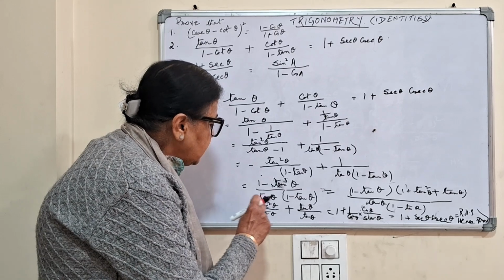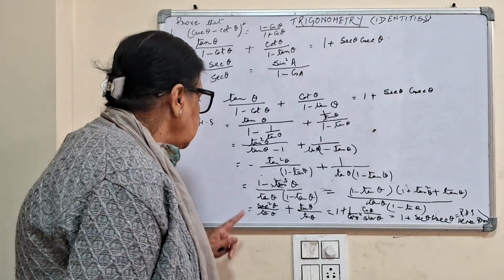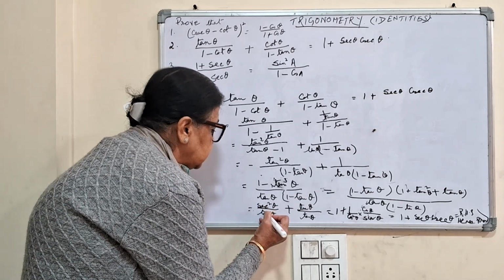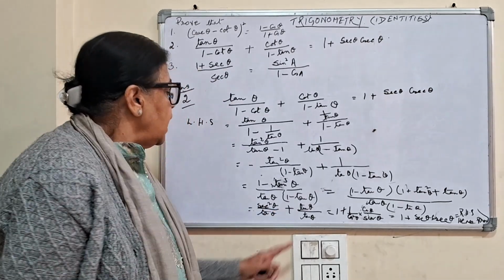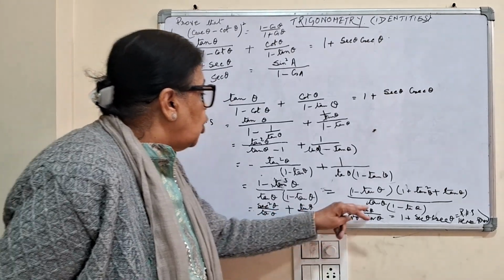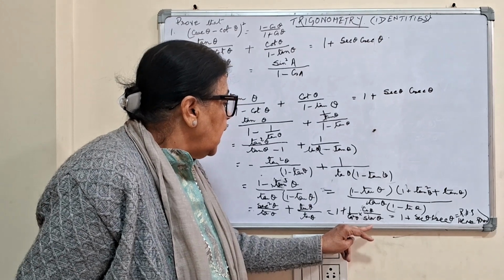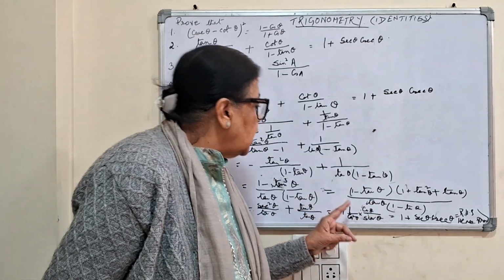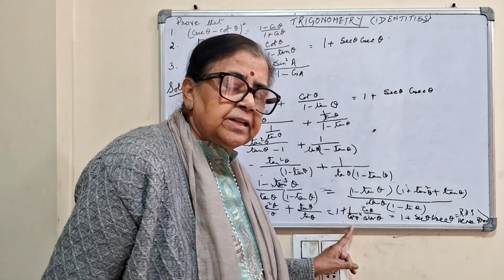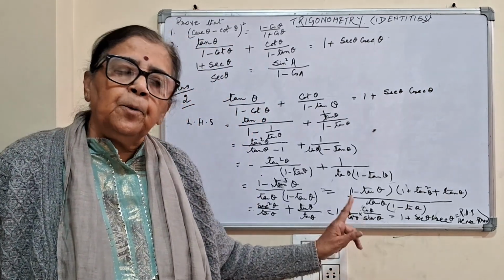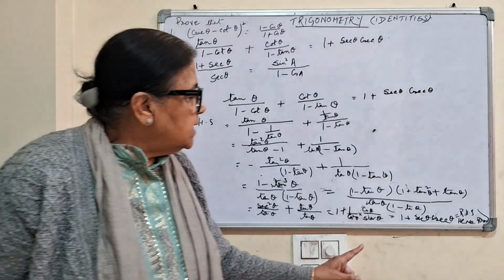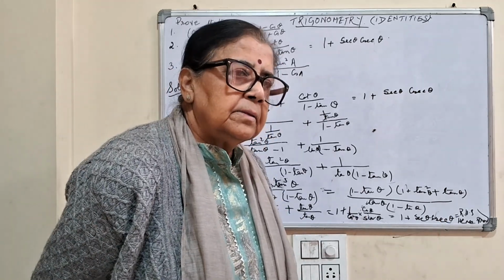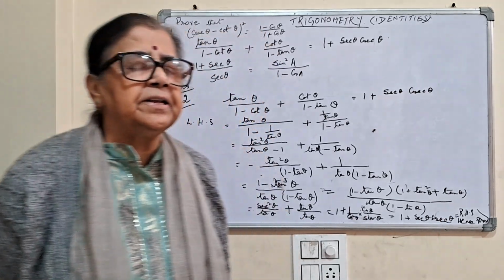So sec square is what? 1 upon cos square. And since the tan is in the denominator, it will be cos upon sine. Here one cos is cancelled and I am left with 1 upon cos theta into 1 upon sine theta. That is sec theta into cosec theta. That is RHS, right hand side.